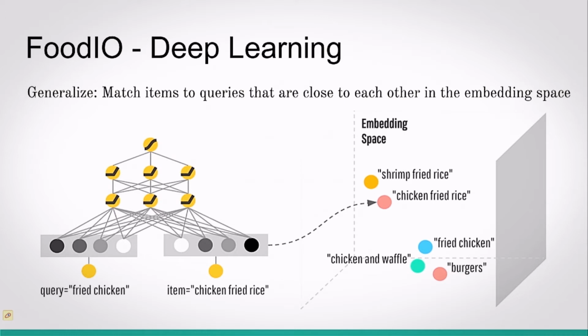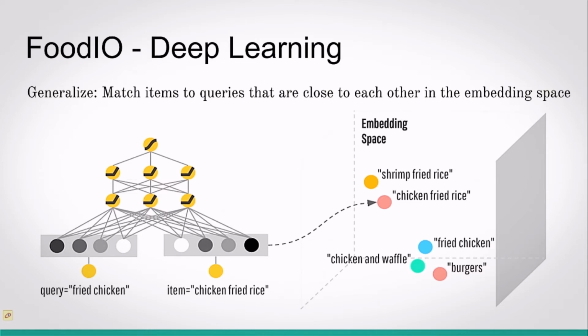So for example, in your training data set, the model might learn that the users who click chicken and waffle often also click burgers. So chicken and waffle and burgers will end up being very close to each other in the embedding space. And for the query fried chicken, this model would now not just predict chicken and waffle, it will also recommend burgers. So of course, this is a way of generalizing to some new food item query pairs that you never saw in your training data.